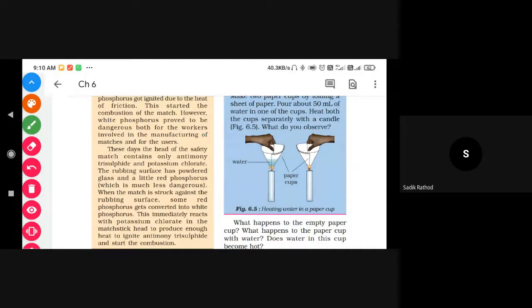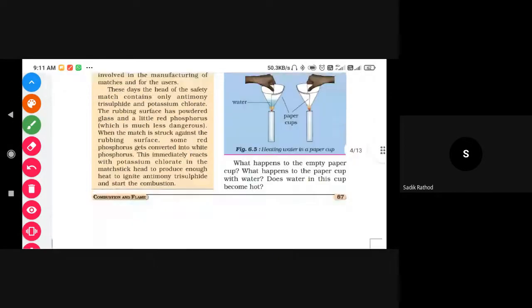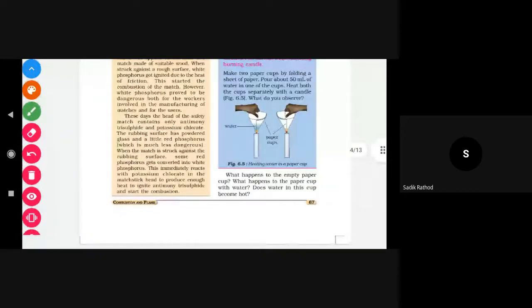It was very poisonous. When it got ignited, it produced poisonous gases, which was harmful for us. So the government banned it, and instead of white phosphorus, what are we using now? We use red phosphorus. Yes, ma'am. Red phosphorus. All right. That's why the color of the matchbox by which we rub the matchstick is red in color.